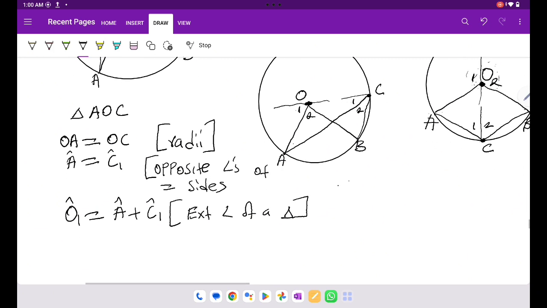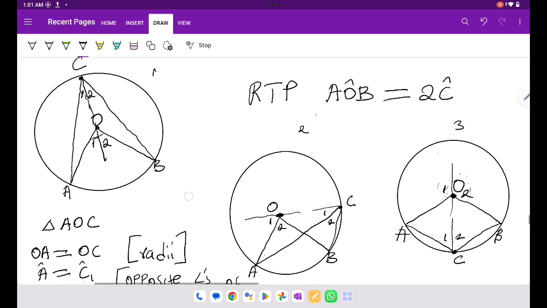But remember, we have just said that angle A and angle C1 are equal. So if they are equal, then we can use them interchangeably. So we can decide to put another C1 in place of A because they are equal. So we can just replace the A with another C1 and say it's C1 plus C1, which is actually 2C1. Right, so in other words, angle O1 equals 2C1. Right, so we have analyzed triangle number 1.